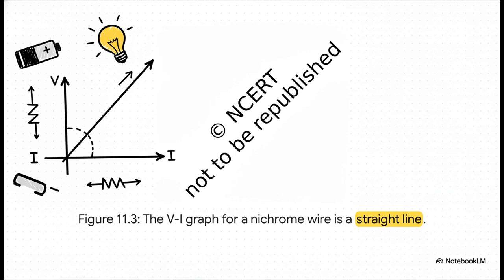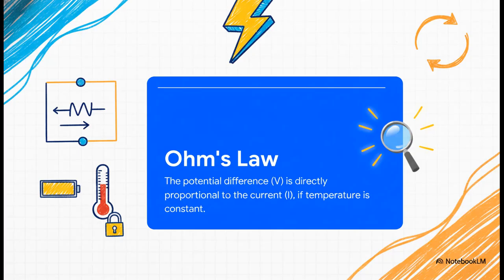Now, from your mathematics classes, you know what this means, right? A straight line graph passing through the origin tells us that the two quantities are directly proportional to each other. As V increases, I increases in the same proportion. And this amazing discovery is what we now call Ohm's law. Let's state it properly. The potential difference, V, across the ends of a given metallic wire in an electric circuit is directly proportional to the current, I, flowing through it, provided its temperature remains the same.